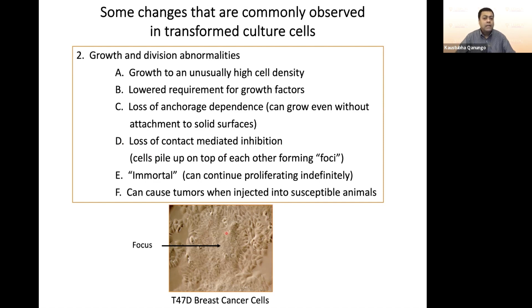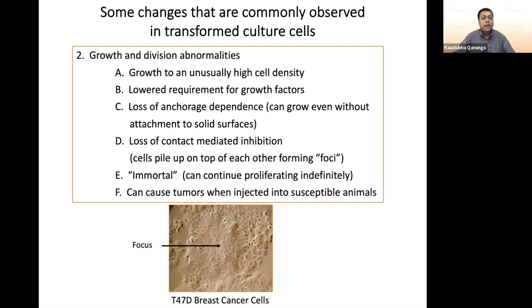So due to that, they will pile up on top of each other. And here you can see that these cells are still in a monolayer. So they are still single towards the periphery. But here you can see that they piled up, and it almost looks like a three-dimensional image in this phase contrast microscopy. So you can easily see that this is a little bit elevated because they are piled up against each other. And this is called a focus, or plural foci. And of course, the cells are immortal, can continue proliferating indefinitely.